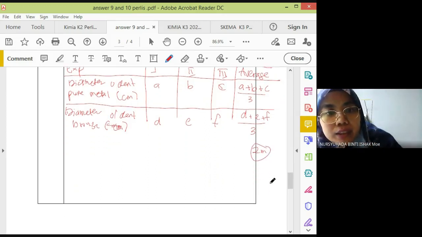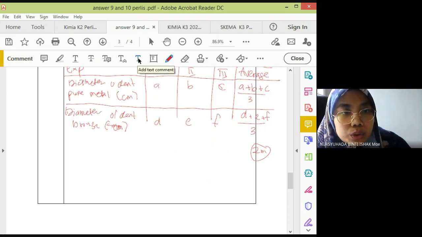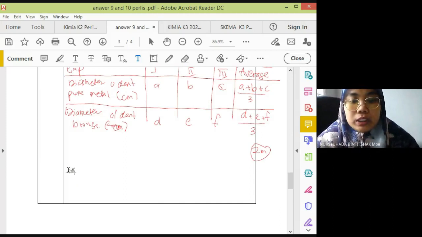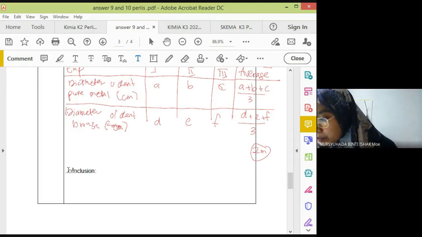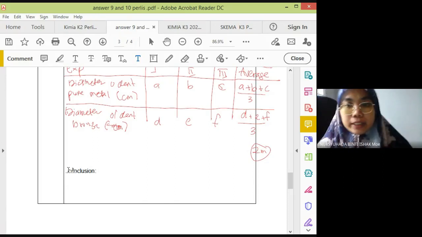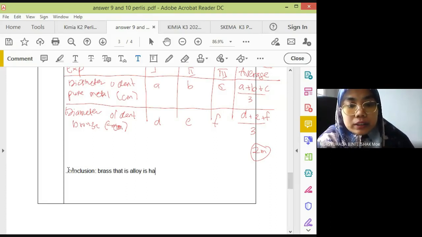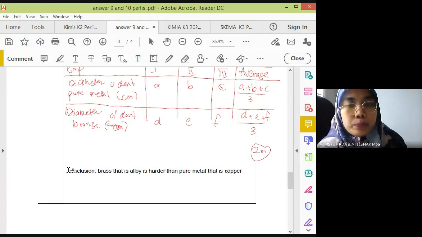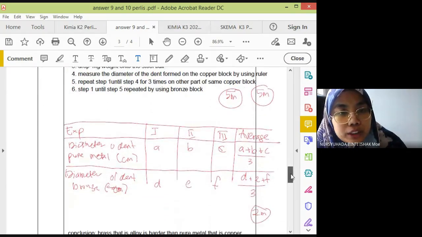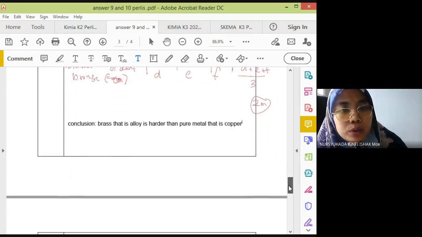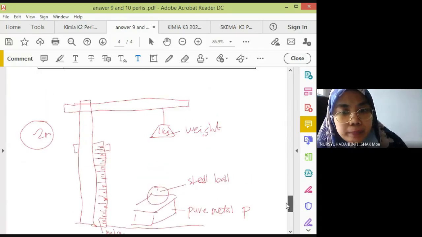Okay, 2 markah. And then last one is, 1 markah is conclusion. So conclusion, so what is the conclusion here? Senang je conclusion, 1 markah. Okay, what is the conclusion anyone? Okay, very good. Brass that is alloy is harder than pure metal that is copper. Ataupun kamu nak tulis brass is harder than copper pun boleh. Tak ada masalah. So, 1 markah dekat conclusion. Okay, so 5 markah untuk procedure, 2 marks for the tabulations of data, 1 mark for conclusion and 2 marks for the diagram. So, any problem with this one?